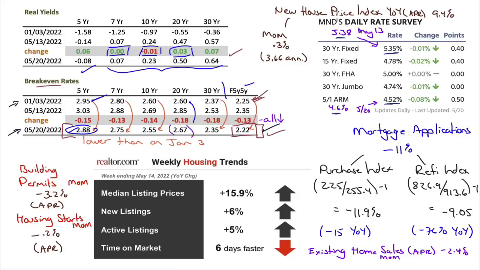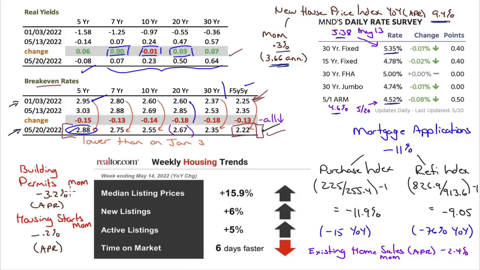The new house price index year over year for April was 9.4%. Interesting, month over month was 0.3. If you annualize that, that's 3.66% annualized. Compared to 9.4, that is rather muted considering the house pricing gains we've had over the last few years. 9.4 is starting to drift downward. Still 9.4% higher year over year, but month over month annualized, 3.66.